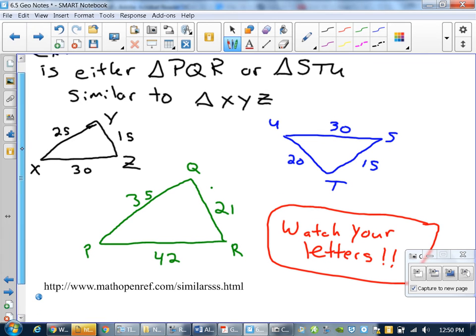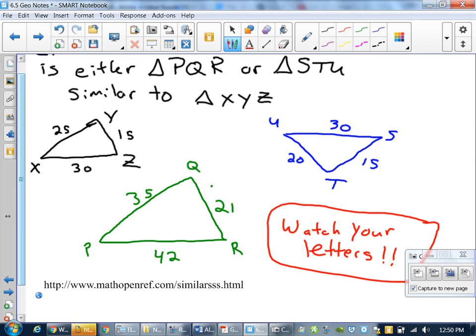So what we can do then is this. You'll be given three triangles, and it's going to ask you which ones are similar to a specific one. So in this case, they're asking, is either triangle PQR or triangle STU similar to triangle XYZ? Basically what they're asking here is the following statement: is triangle PQR similar to triangle XYZ?